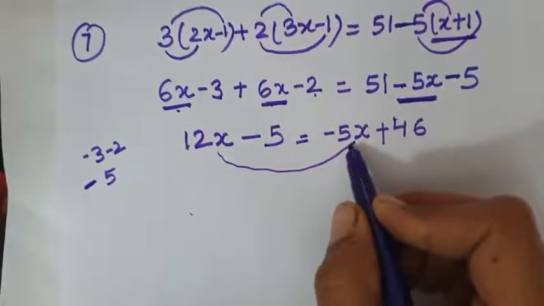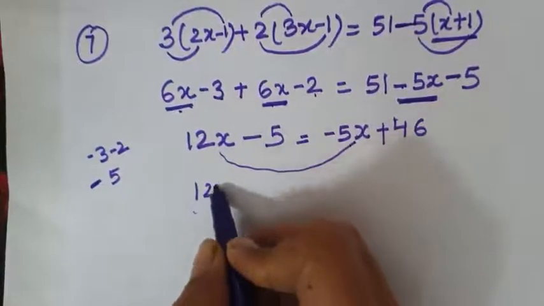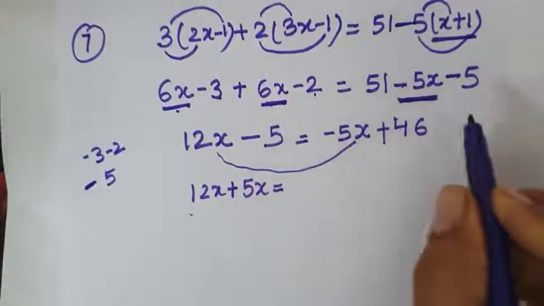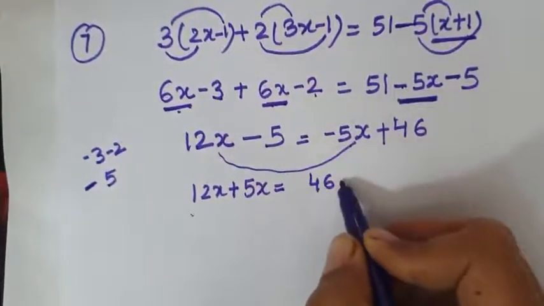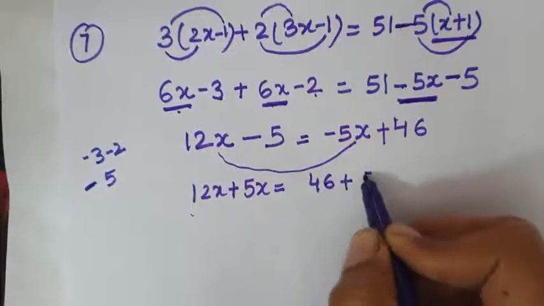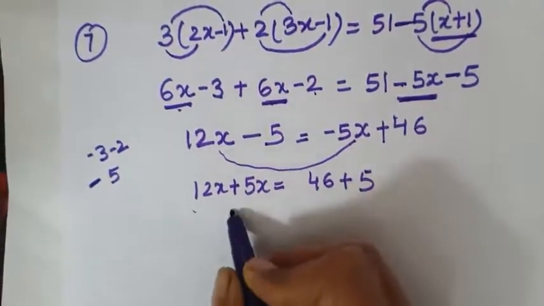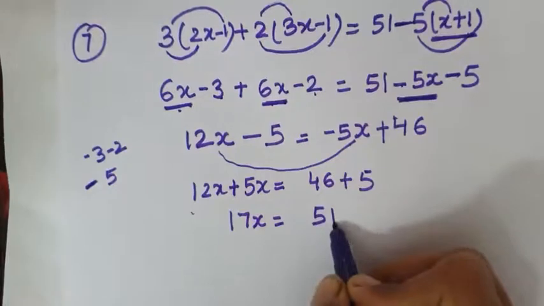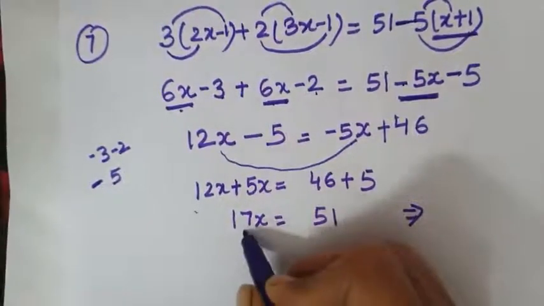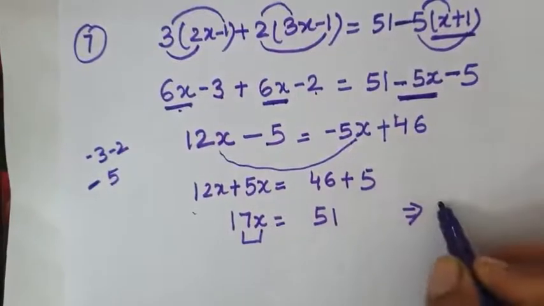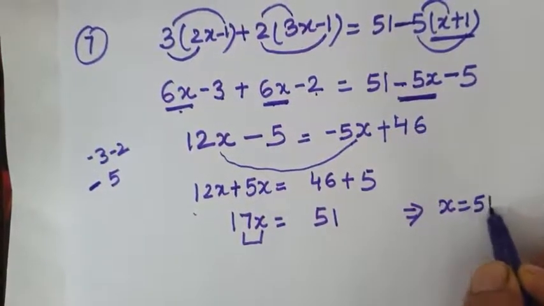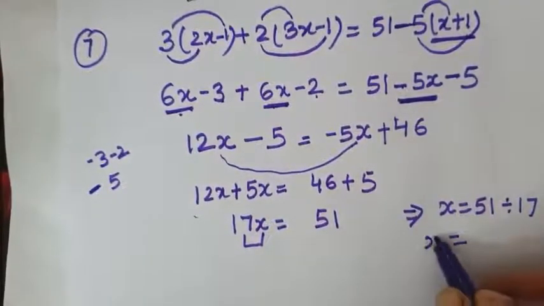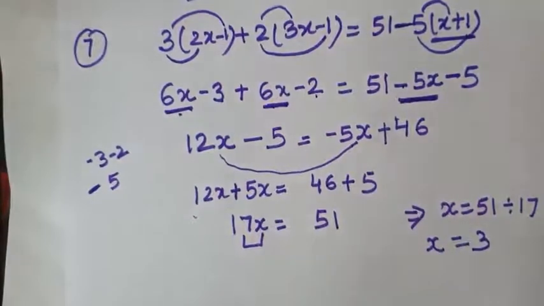Shift minus 5x to that side. It will get plus 5x. Minus 5 will become plus 5. 46 minus will become plus 5. So now 17x is equals to 51. So now 17 is getting multiplied here, so on shifting it will get divided. And on division finally we get x is equal to 3.